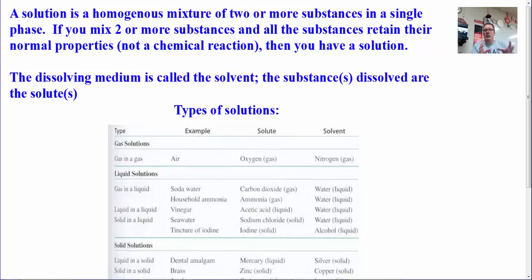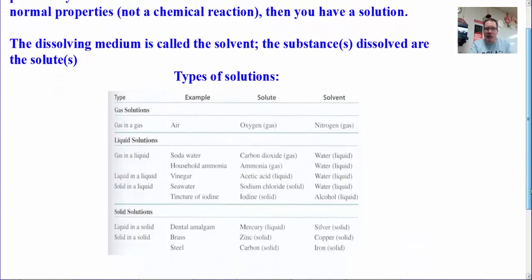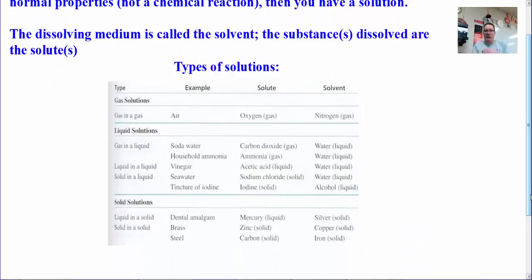There are two parts to a solution. There is the solute. That is the thing that gets dissolved. In our last example, sodium chloride, or as you look at the charts here, a number of different things like oxygen in the air, or carbon dioxide in soda pop, or acetic acid in making vinegar for your salads, or zinc in making brass metal. The thing that does the dissolving is called the solvent.